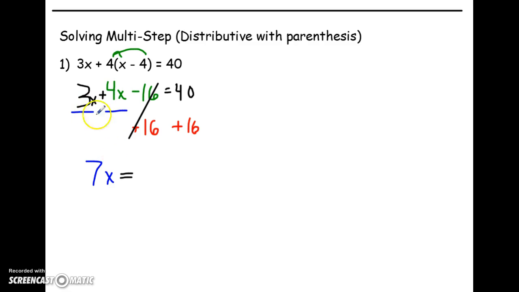And we can see that I'm still working vertically. Took this to the 7x, added the 16 to both sides. So then we are looking at a 56. Once we divide both sides by our 7 there, and we have those cancel out, we will be left with x is equal to 8.